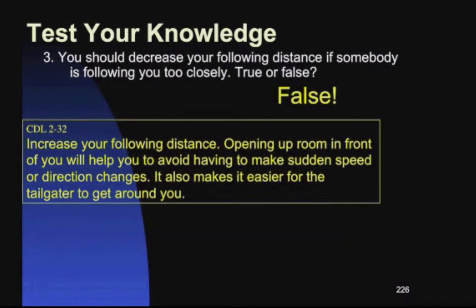Number 3. You should decrease your following distance if somebody is following you too closely. True or false? False. Increase your following distance. Opening up room in front of you will help you to avoid having to make sudden speed or direction changes. It also makes it easier for the tailgater to get around you.